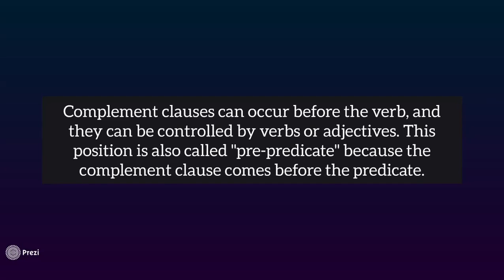Complement clauses in subject position are placed before the main verb of the major clause, and they can be controlled by either verbs or adjectives. This position is so-called pre-predicate because the complement clause comes before the predicate. It's placed before the main verb of the major clause.